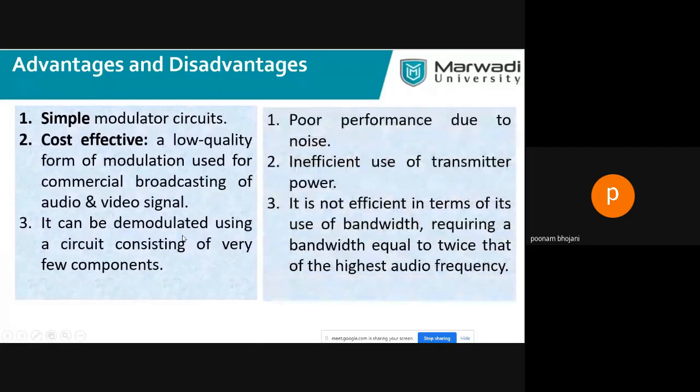And the disadvantages can be that it can have poor performance due to noise. If it is long distance communication, more noise will be there, that is for sure, right?